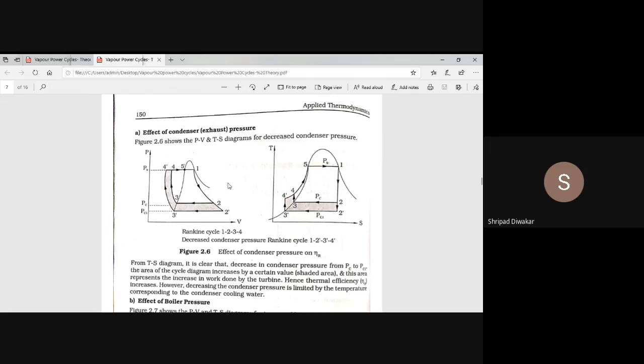So what is this one? In order to increase the efficiency, as I said, we have to decrease the condenser pressure. So after that, what you can do, you drag this one, you mark this point as PB. PB means boiler pressure. And just extend it and mark that point as PC, the condenser pressure. So you remember it's a PV diagram. This is the pressure corresponding to the boiler, PB, and this is PC, the pressure corresponding to the condenser.